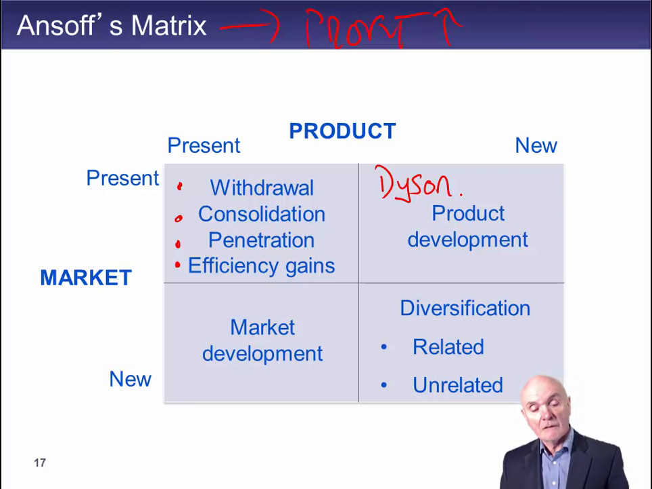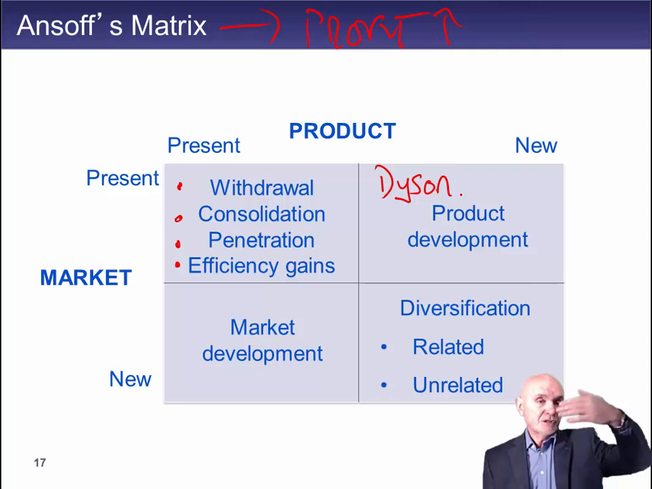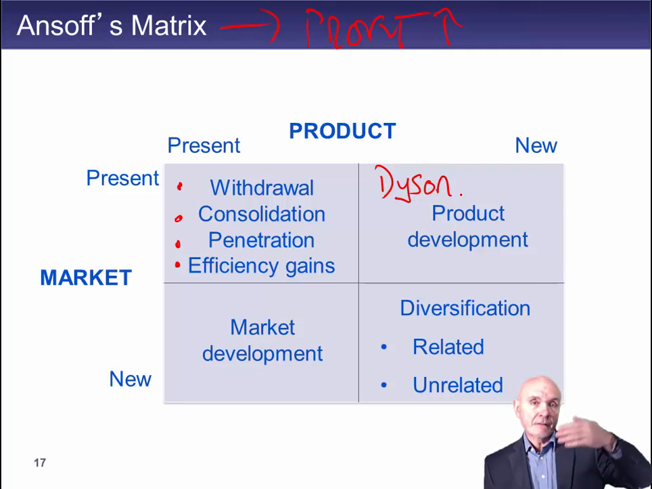So what it did was say, right, I'm going to develop a washing machine. And because it had a reputation for innovation, it decided to make a very innovative washing machine. We all know that in washing machines there's a drum that goes around like this.